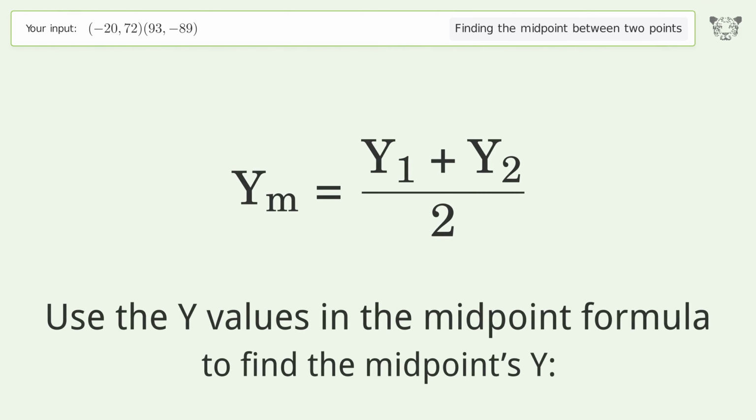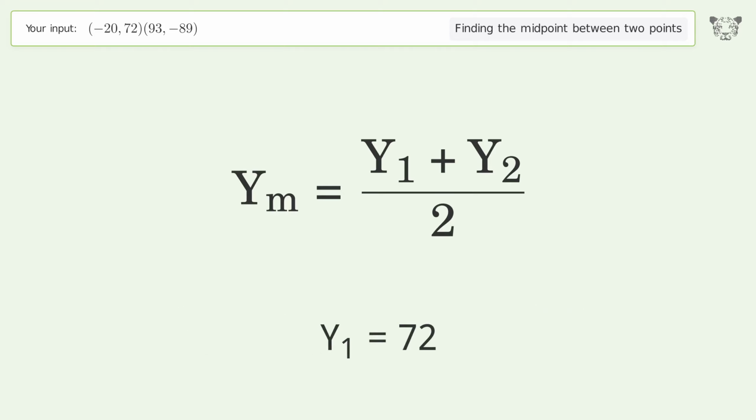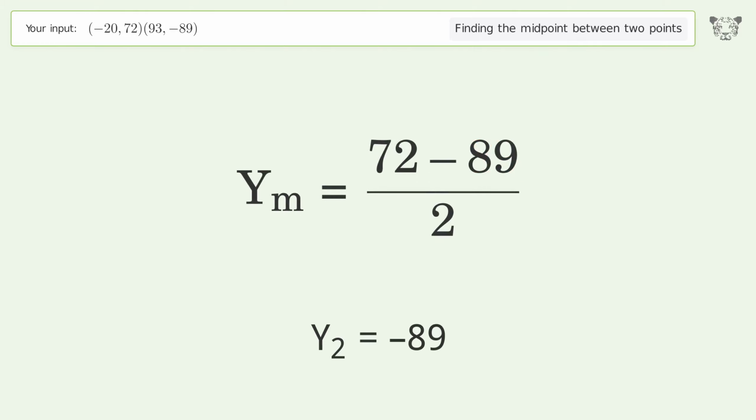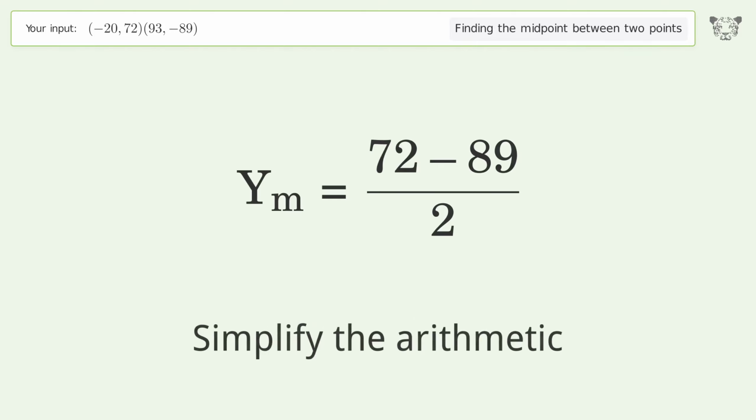Use the y values in the midpoint formula to find the midpoint's y. y1 equals 72. y2 equals negative 89. Simplify the arithmetic.